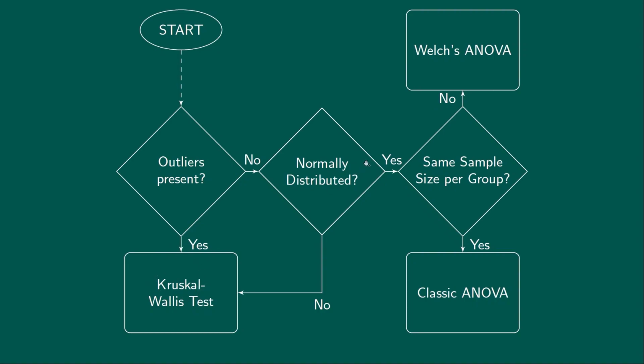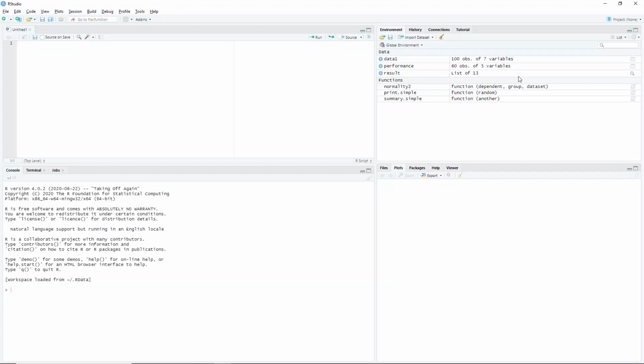Otherwise, we check if the variable is normally distributed when grouped according to the independent variable, using the decision rule suggested by Zimmerman. I made a script to make this process easier. All you need to do is download the script in the description below. If the script suggests using ANOVA, check the number of observations per group. If they are equal, then use the classical ANOVA. Otherwise, use Welch ANOVA.